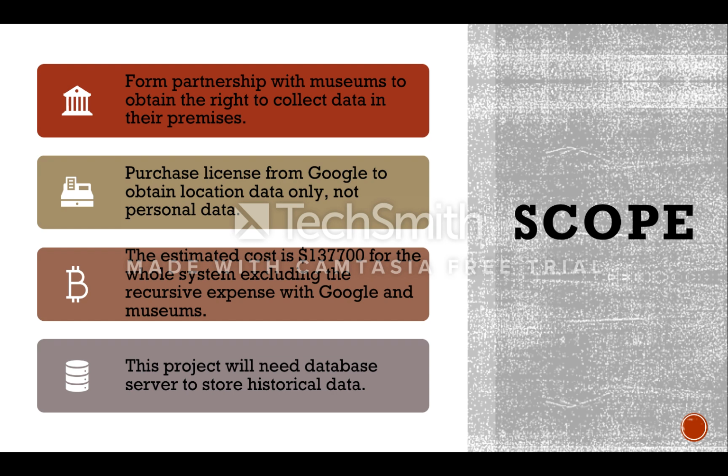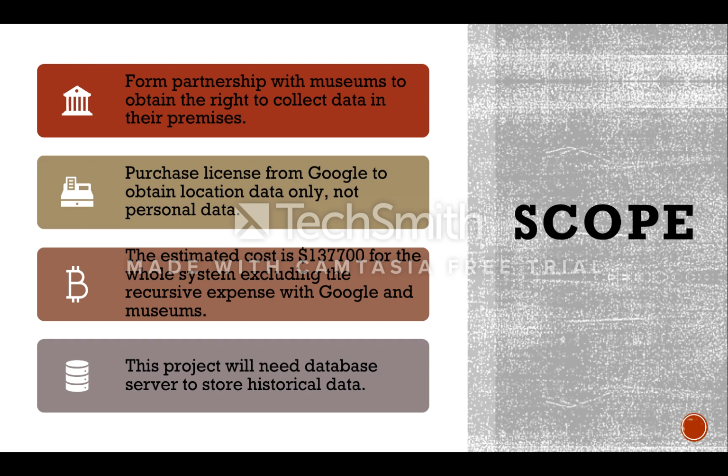At last, we want to talk about the scope. So we want to form partnerships with the museums in order to be able to collect data on their premises. Then we want to work with Google since our location data are from Google Maps. And in this case, we want to point out that we don't really want any of the personal data from the visitors. The only thing we want is location data. So one thing is we can dodge a lot of legal issues. Also, it will save us a lot of money.